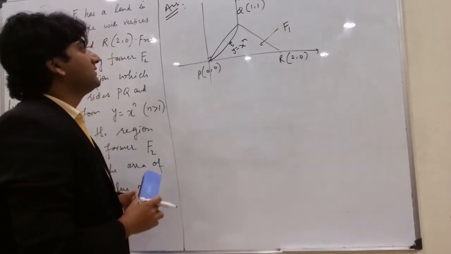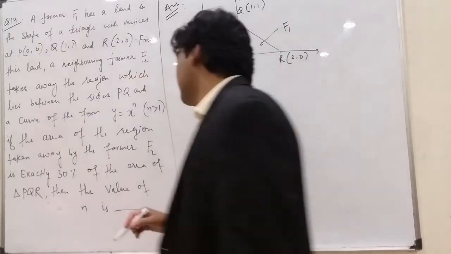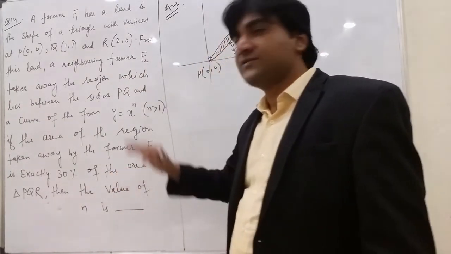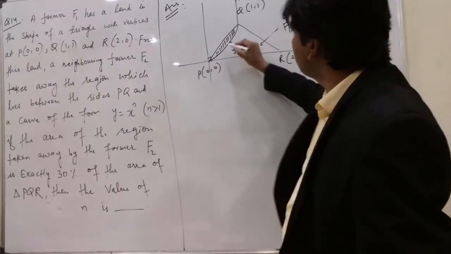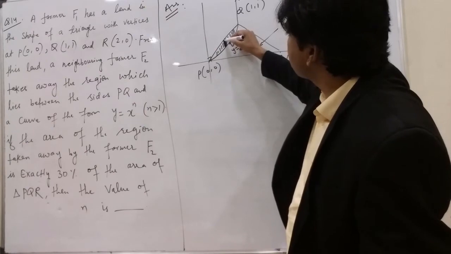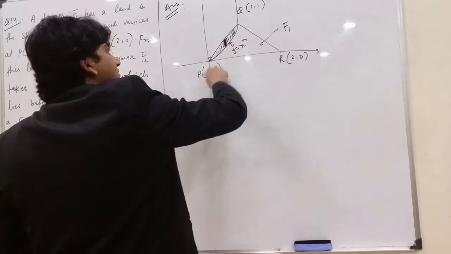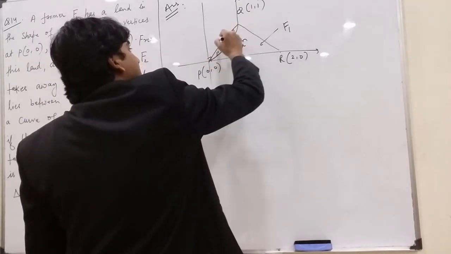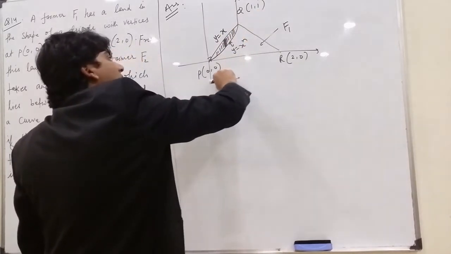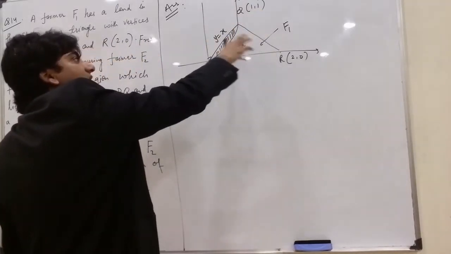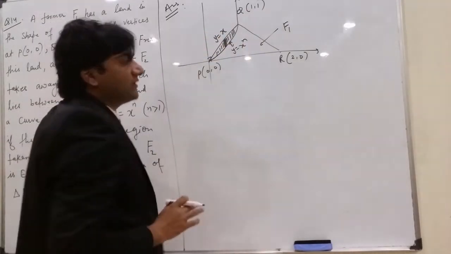Now this area is 30% of the area of the triangle PQR. So we need to find this area. If I apply the vertical rectangle concept, then this is (0, 0), this is (1, 1). So this is the equation of a straight line passing through the origin. 1 minus 0 over 1 minus 0 is 1 over 1, which is 1. The slope is 1. y equals x is a straight line. And this x raised to n is already given.